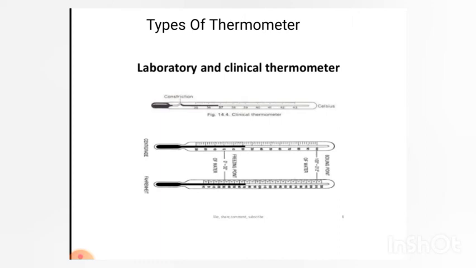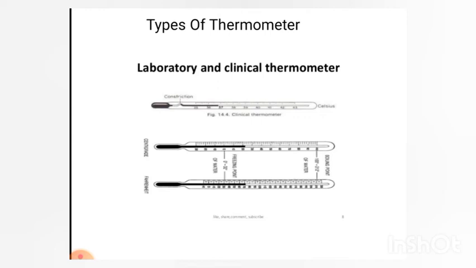So there are three types of thermometer which we mainly deal with. First is your clinical thermometer, and the second is your laboratory thermometer, and there is also a third one, that is your digital thermometer. You will see that the clinical thermometer is normally used to measure the temperature of the human body, and it is made up of a glass tube.